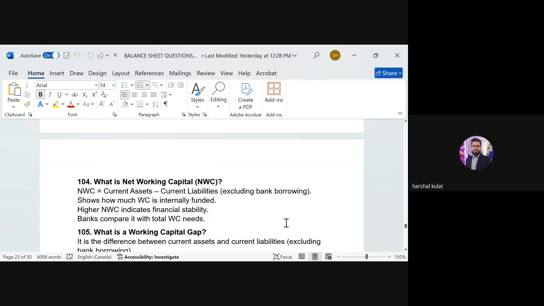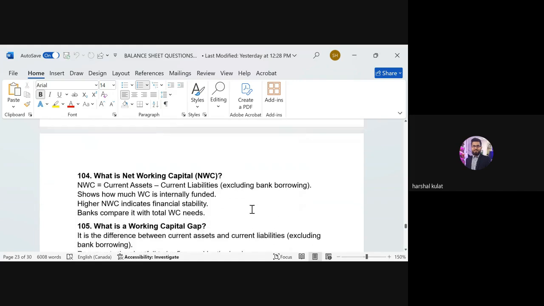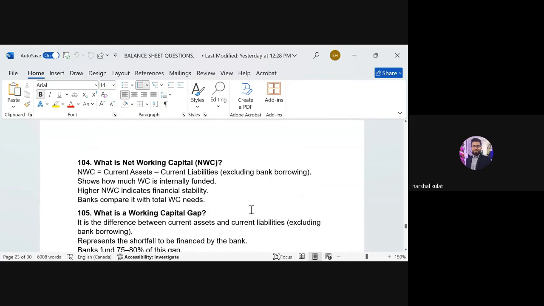What is net working capital? Net working capital equals current assets minus current liabilities, excluding bank borrowings. Shows how much working capital is internally funded. Higher net working capital indicates financial stability. Banks compare it with total working capital needs.